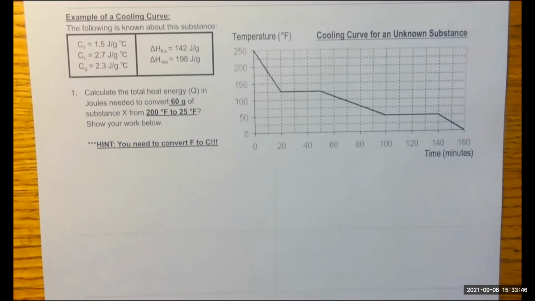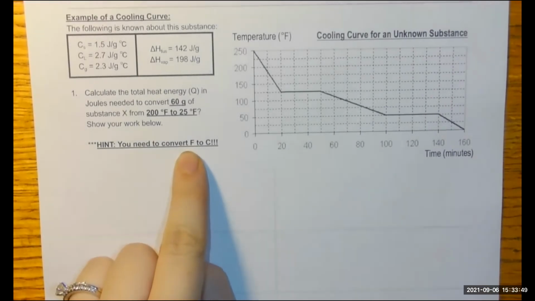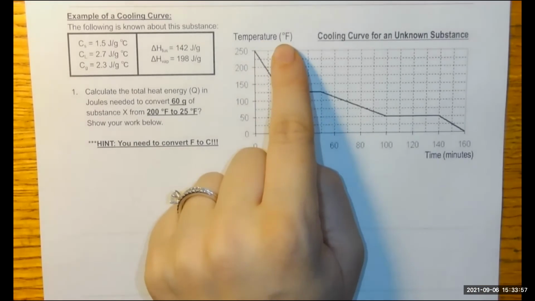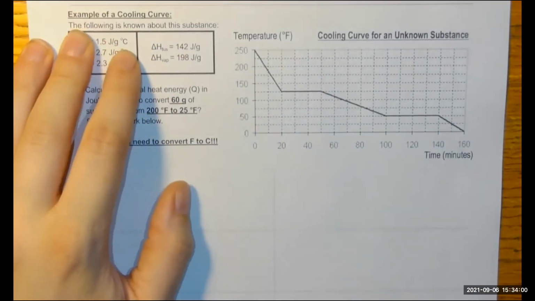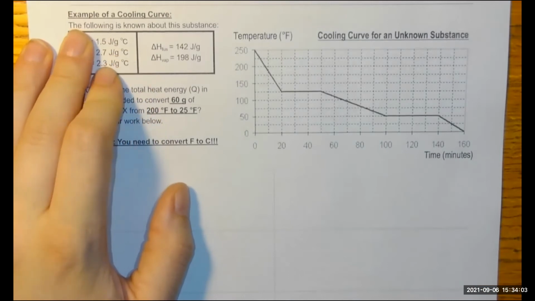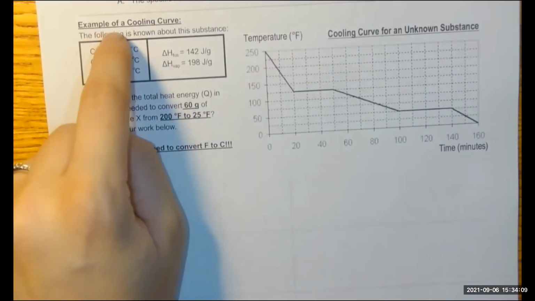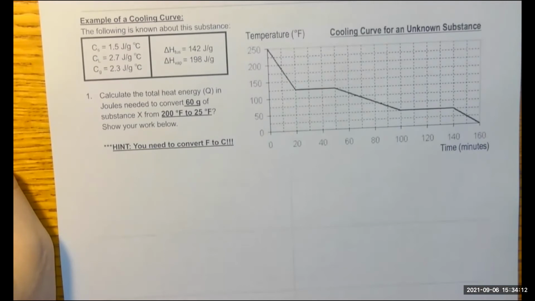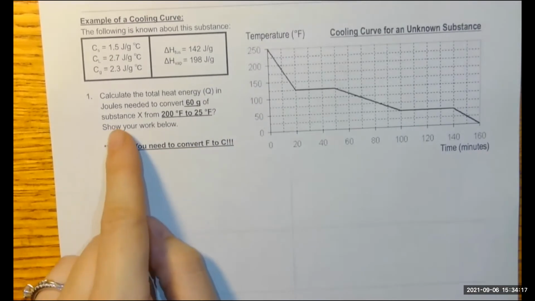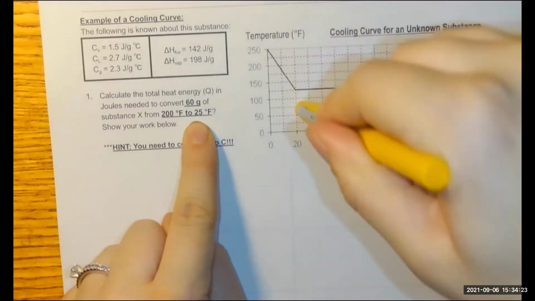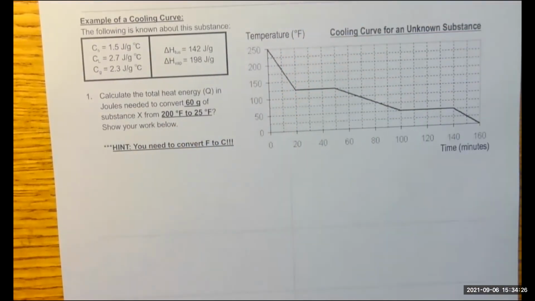One thing I want to do though is we got to get rid of the Fahrenheit temperatures and convert them into Celsius. The reason being, this graph is given to us in Fahrenheit, but in the table over here, we've got joules per gram Celsius. It's going to be a lot easier to just fix this than to convert this. So the problem says, calculate the total heat energy in joules needed to convert 60 grams of substance X, this one, from 200 degrees Fahrenheit to 25 degrees Fahrenheit. Show your work below.